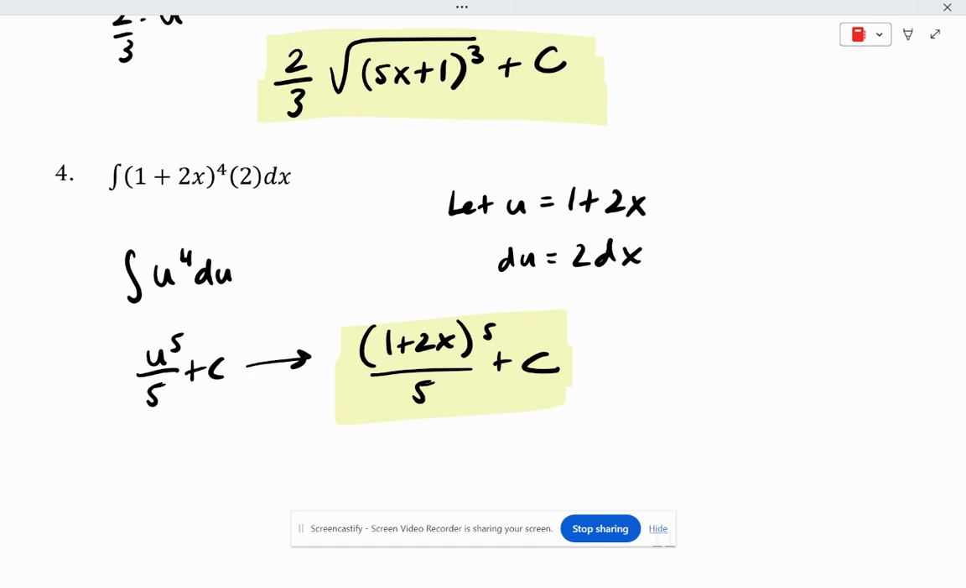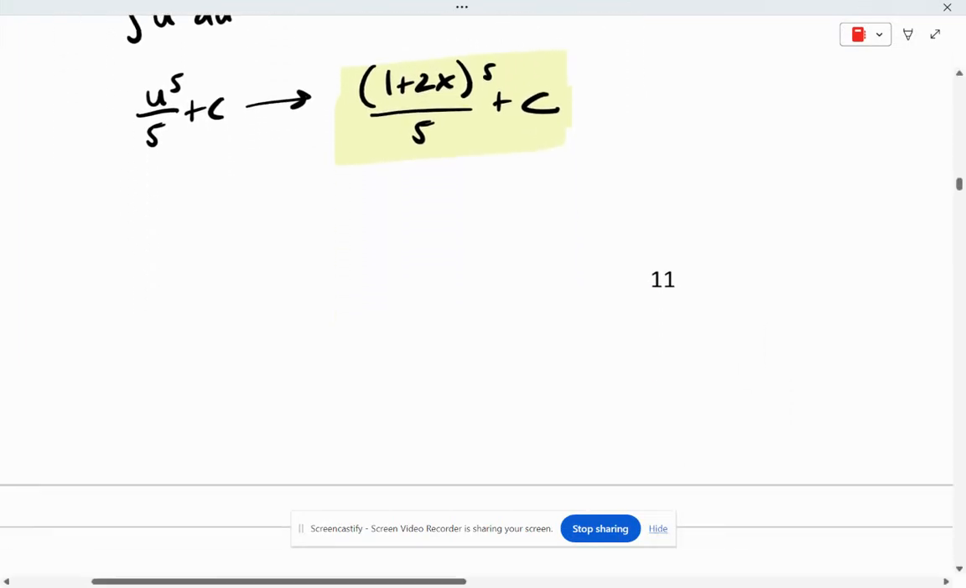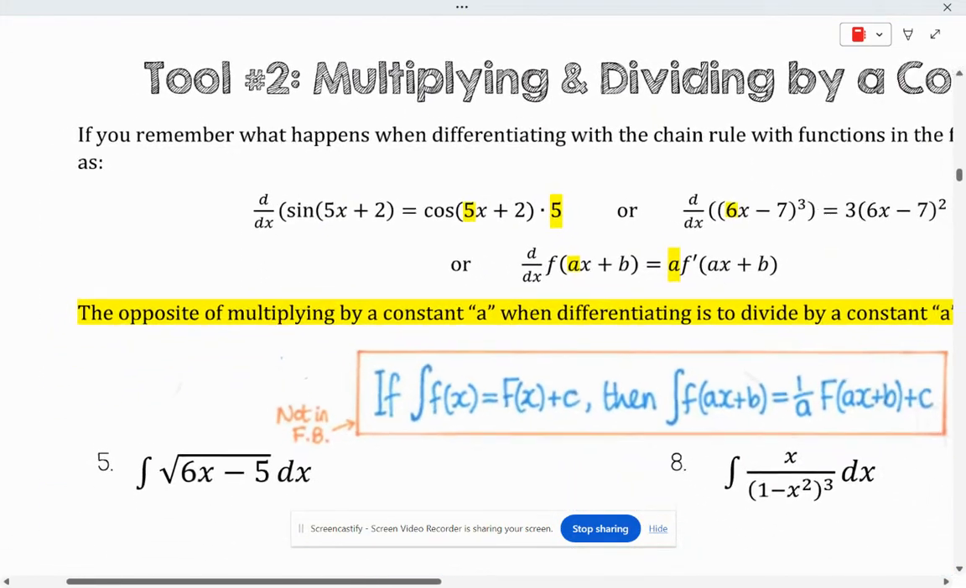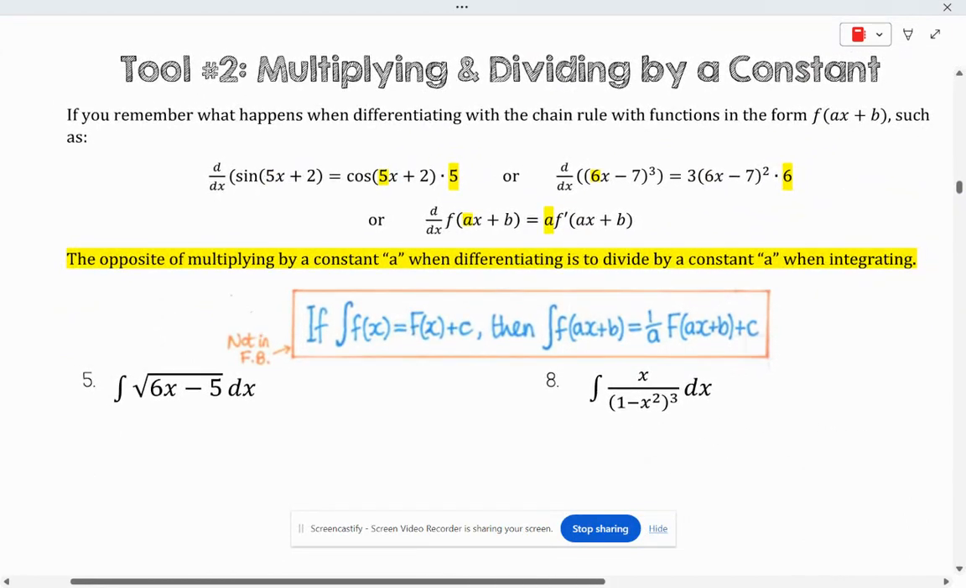Okay. So on the next page, I wanted to introduce this to you first so you can see how we can manipulate the du in order to pull constants out. The next page is a continuation of that. So tool number 2 is called multiplying and dividing by a constant. If you can divide both sides by a constant to get du in a form that's present in the original integral, you can also multiply by a constant to get a constant that is present in the integral.